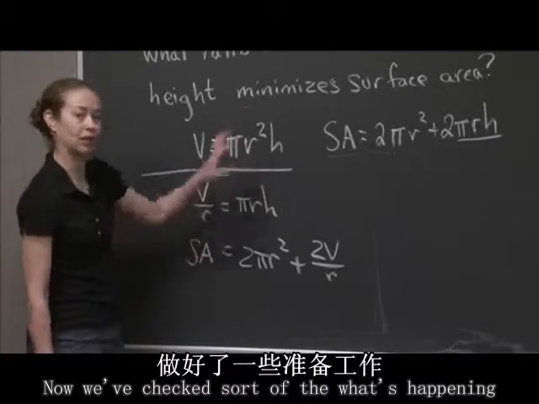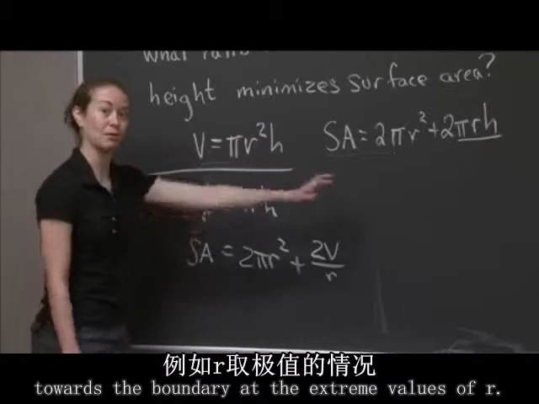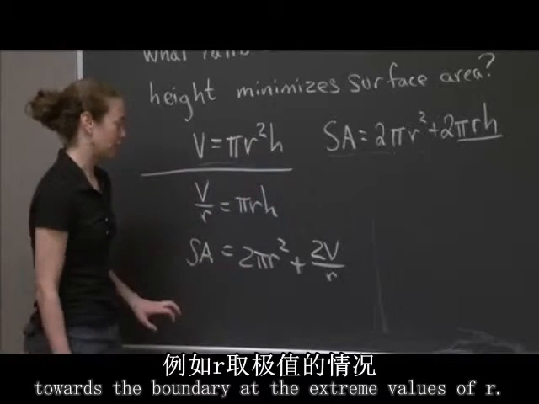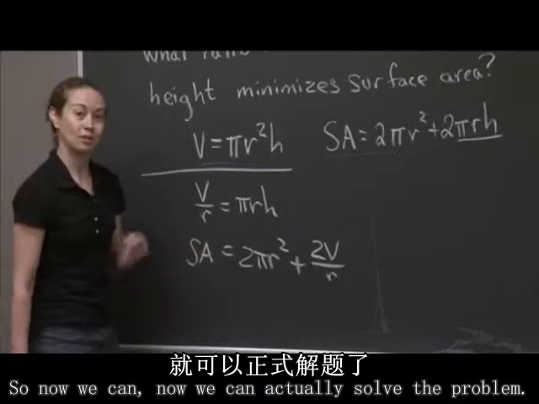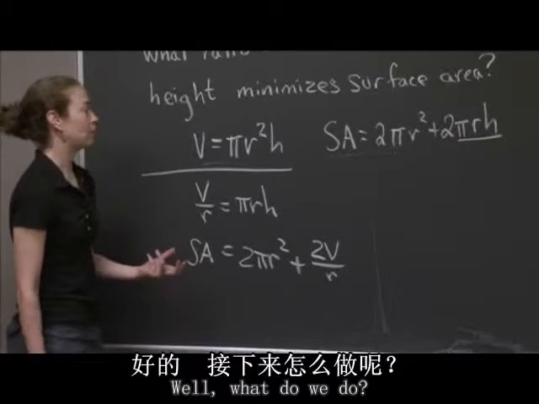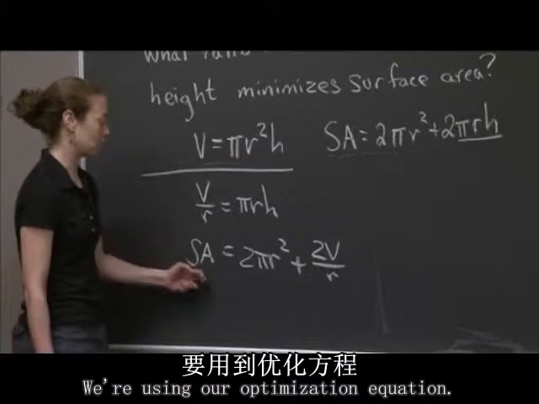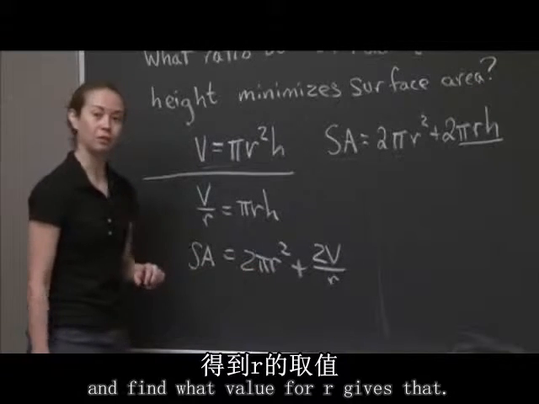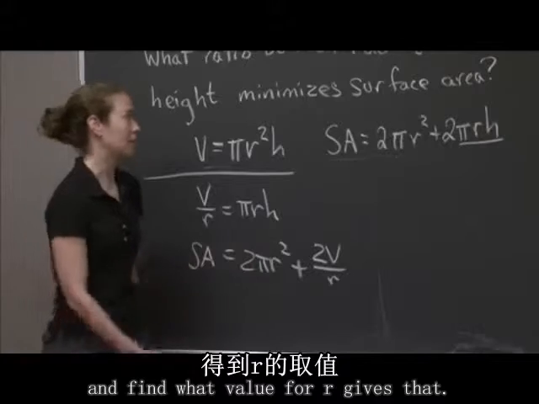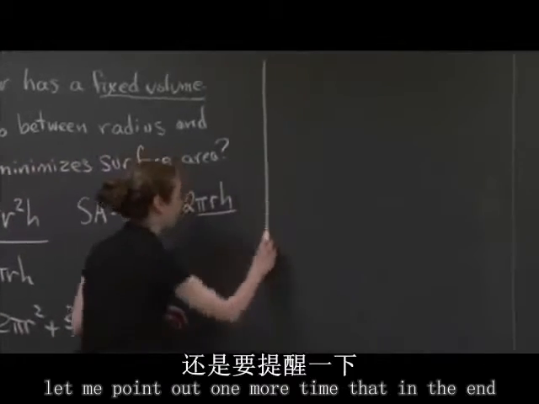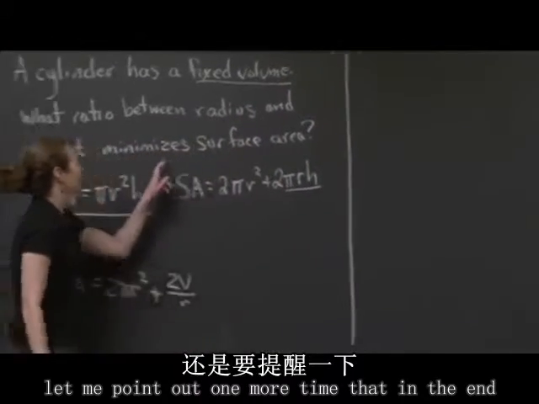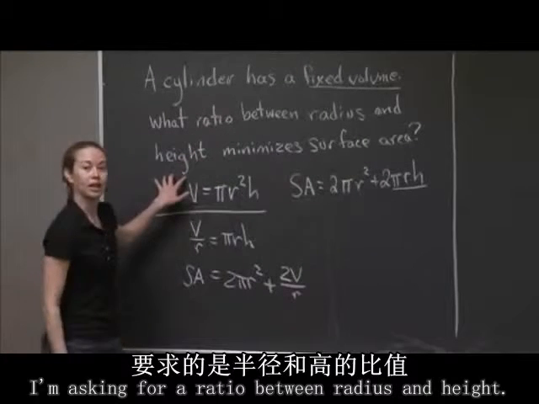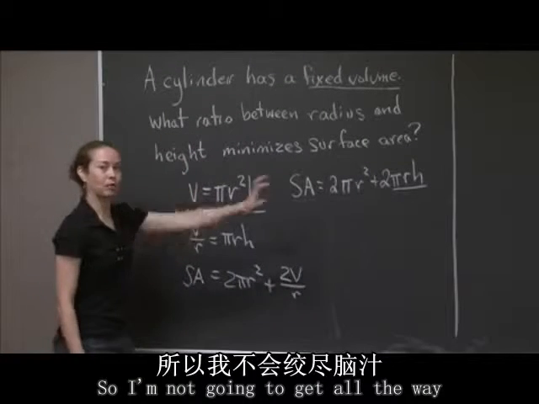Now we've checked what's happening toward the boundary, at the extreme values of r. So now we can actually solve the problem. We're using our optimization equation. We want to take a derivative and set it equal to 0 and find what value for r gives that. But again, let me point out one more time that in the end I'm asking for a ratio between radius and height. So I'm not going to get all the way to where I have r equals something.